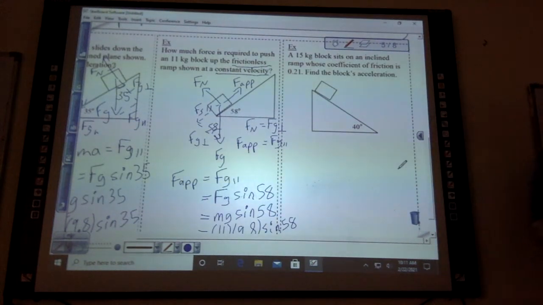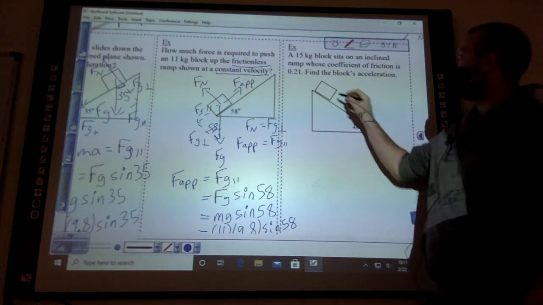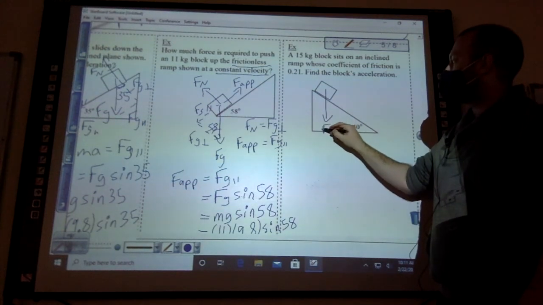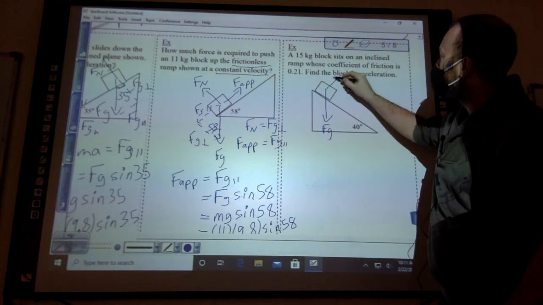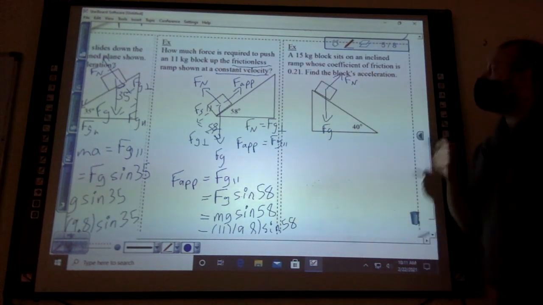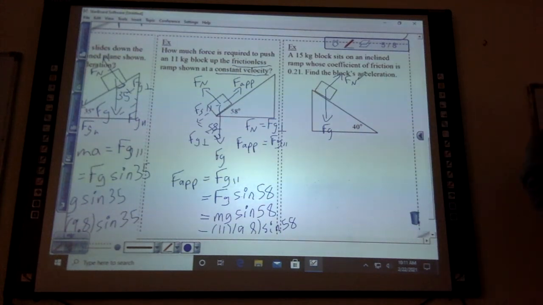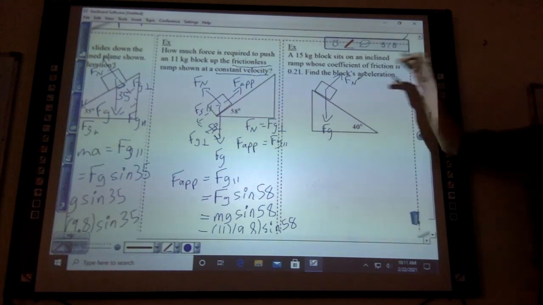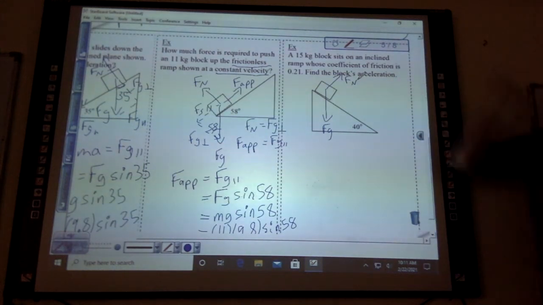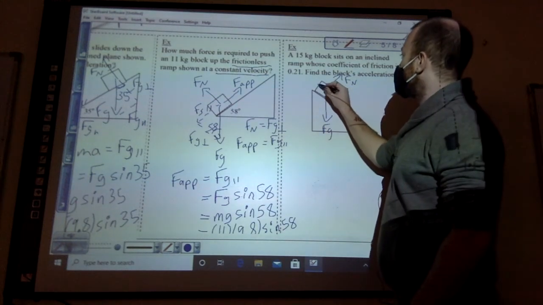So we've got a block sitting on an incline ramp. Now we've got a coefficient of friction, so we're going to have friction in this case. Starting things off, let's draw a free body diagram. We've got Fg. We've got a normal force that should be at 90 degrees. And what else do I have in this case? Yeah, I've got friction. And what direction is friction pointing in this case? Against the motion. And what motion is this doing? It's going to go down. So friction needs to oppose the motion.